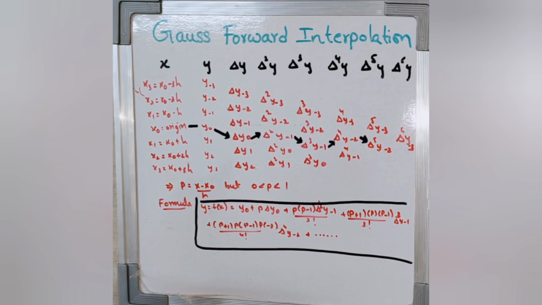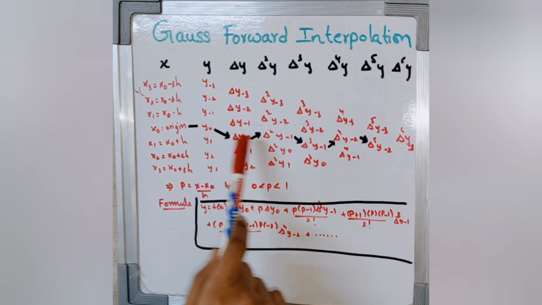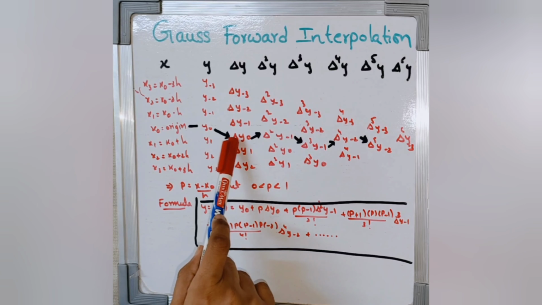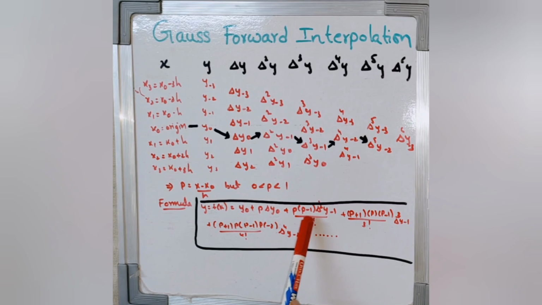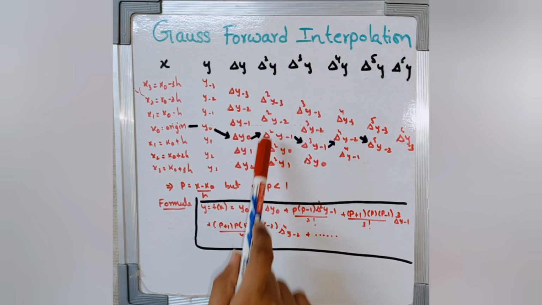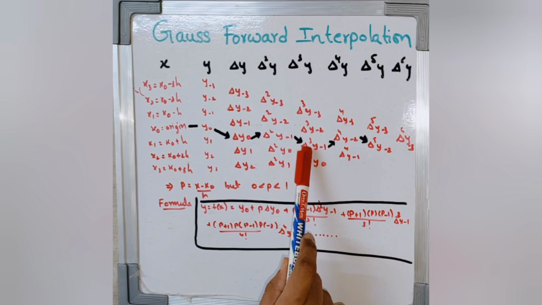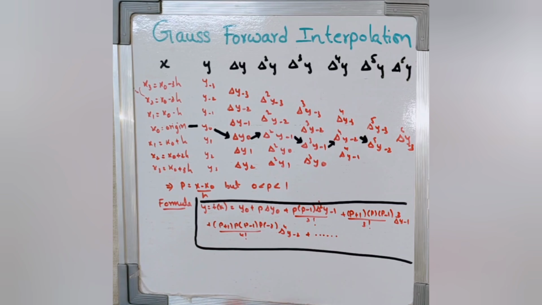So this is our Gauss forward interpolation formula, which is y equals y0 plus p delta y0. You have to consider these values. Okay. I have shown here in the table, right? y0 plus p into delta y0 plus p into p minus 1 into delta square y minus 1 by 2 factorial plus p plus 1 into p into p minus 1 into delta cube y minus 1 by 3 factorial and so on. Okay. We'll learn more about the Gauss forward interpolation formula with some examples.